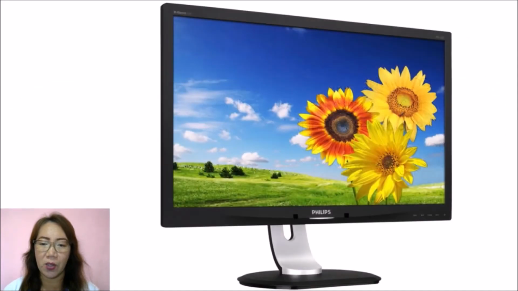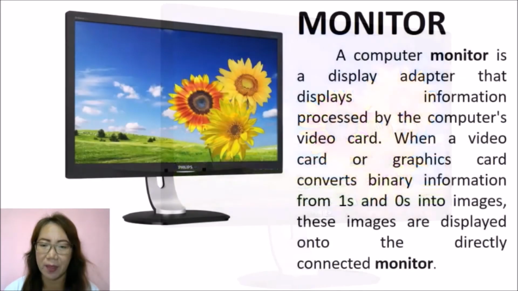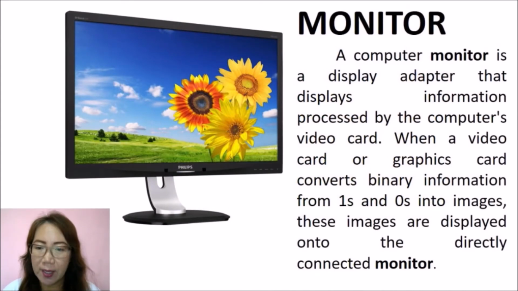So next we have, of course, you already know this one. That is your monitor. A computer monitor is a display device that displays information processed by the computer's video card. When a video card or graphics card converts binary information from ones and zeros into images, these images are displayed onto the directly connected monitor.